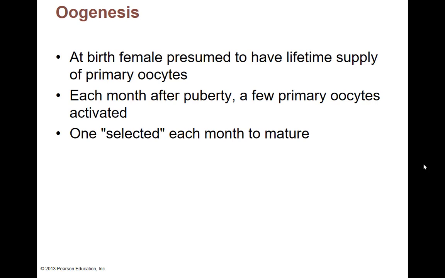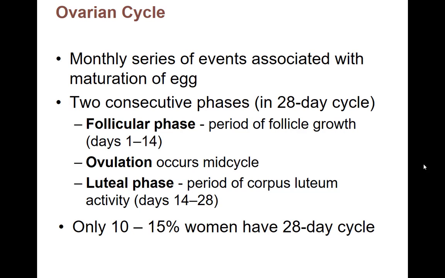Lots of time. Now, there are 2 different cycles to go through. There's an ovarian cycle, what's happening in the ovary to get these eggs to mature and be released.